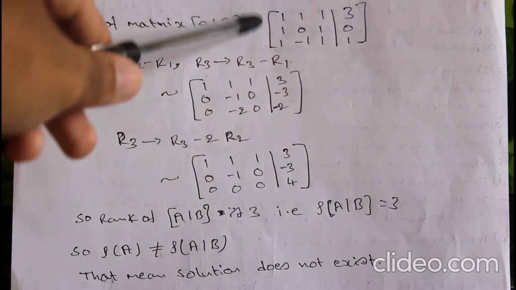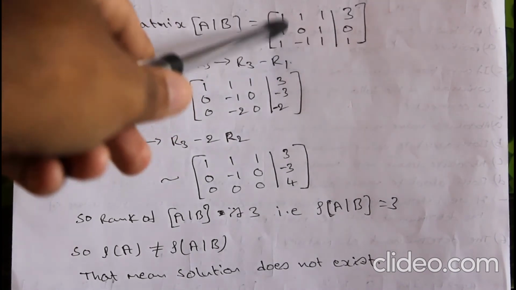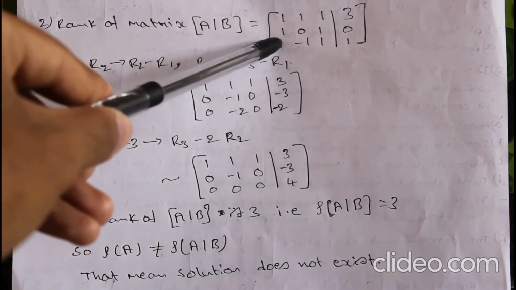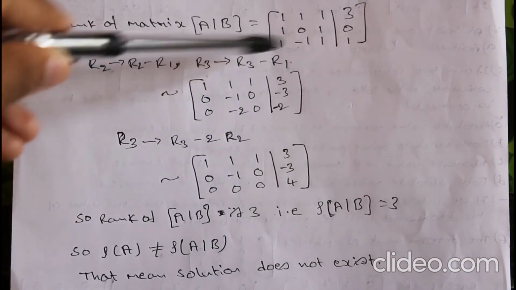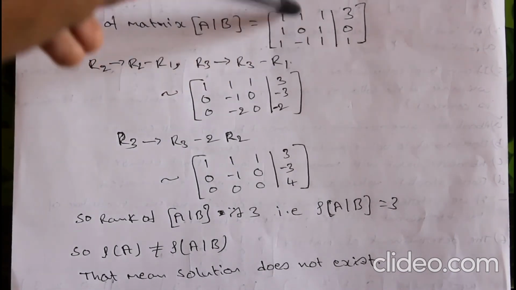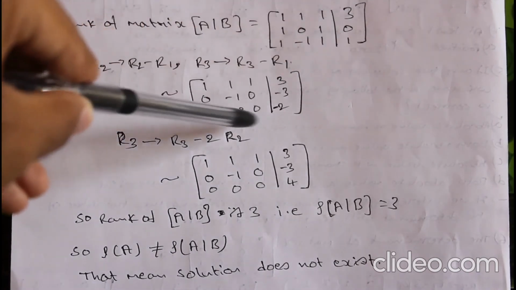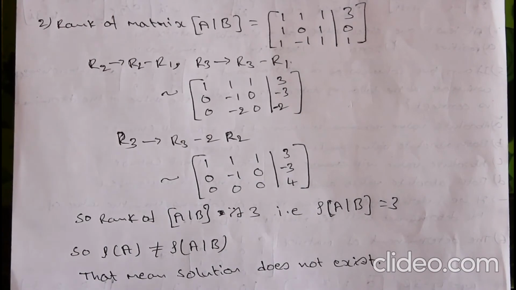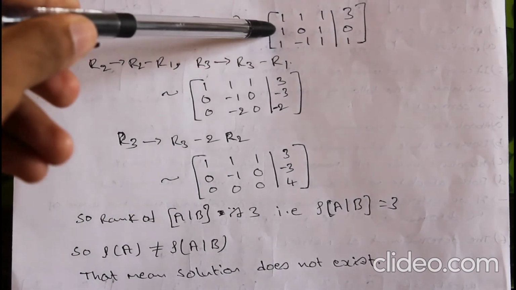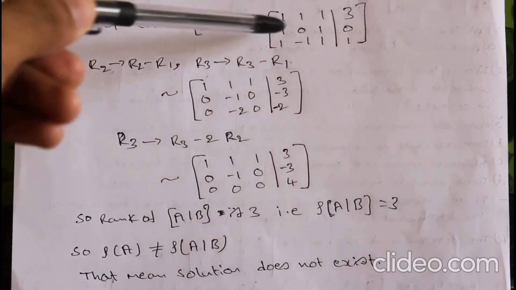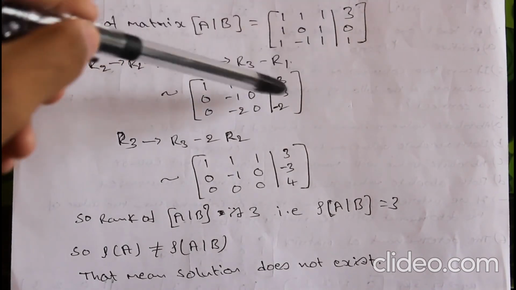Now, to make this matrix into an upper triangular matrix, first we have to make this element 0. Look at how to make this element 0. Subtract R1 from R3, we'll get 0. So R3 is R3 minus R1: 1 minus 1 is 0, minus 1 minus 1 is minus 2, 1 minus 1 is 0, 1 minus 3 is minus 2. Now we have to make this element 0. So R2 is R2 minus R1: 1 minus 1 is 0, 0 minus 1 is minus 1, 1 minus 1 is 0, 0 minus 3 is minus 3.